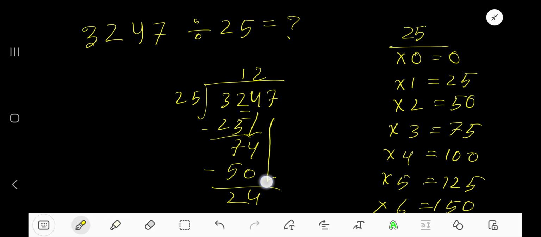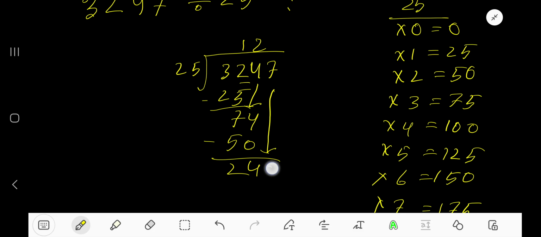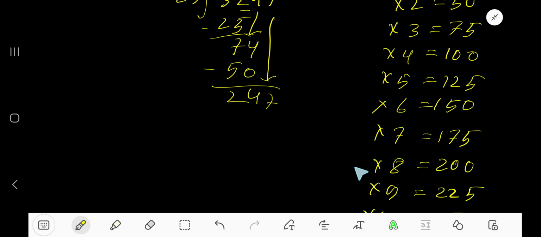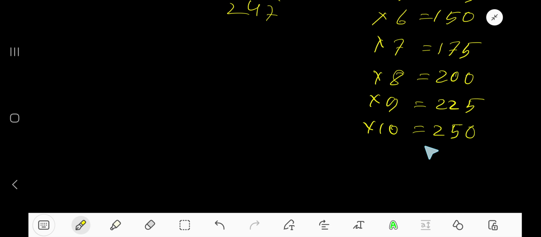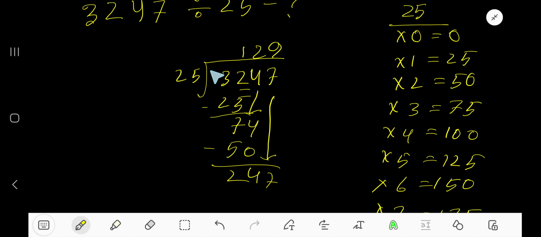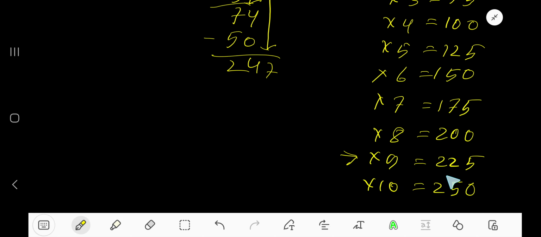Bring down this digit, 7. 247. Look, 25 goes into 247 how many times? 10 times is 250, which is greater, so 9 times, right? 9 times 25 is 225, 225.